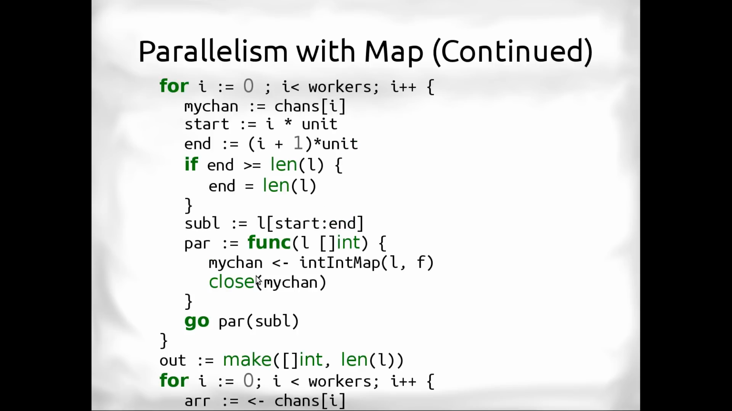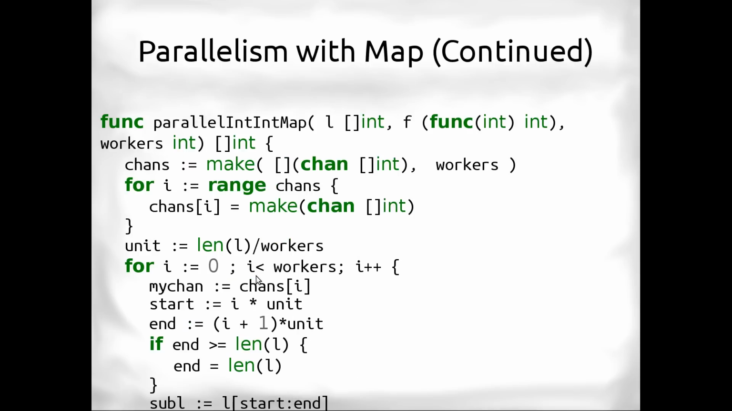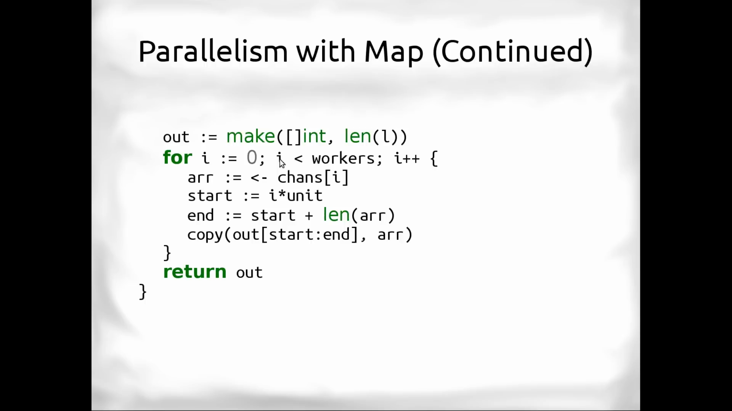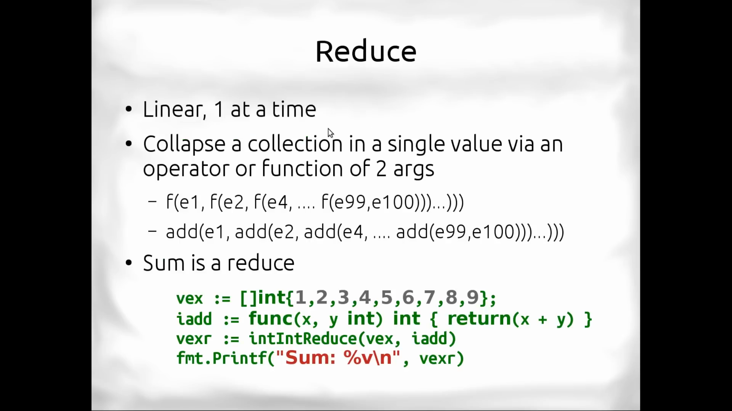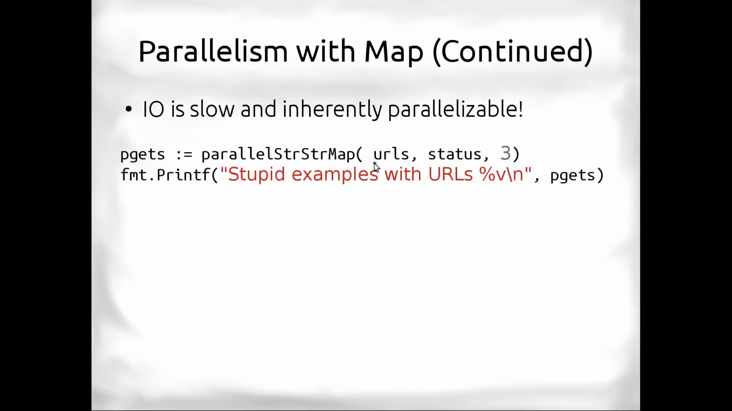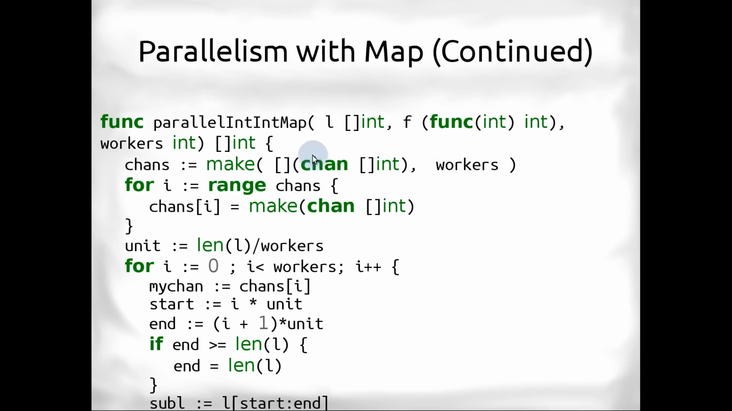It's pretty simple. All we do is we use channels for parallelism. We use Go routines for the parallelism. We split the list into that many workers, and then we parallelize it that way. Okay? So that allows us to make these parallel calls. So stir map is going to be pretty similar.